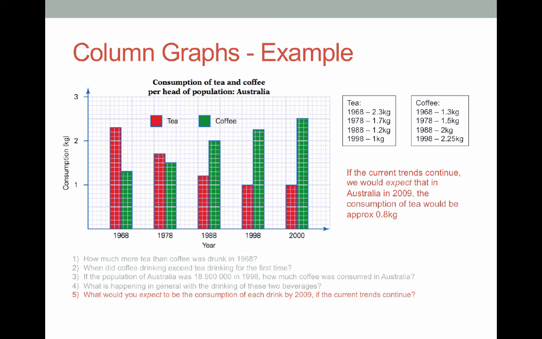Now, if you were to say 0.7 or 0.9, something around that area, you'd be perfectly fine because it's what you expect. If you were to say something like 0, or if you were to say a number greater than 1 kilogram, you're probably not reading the data accurately.